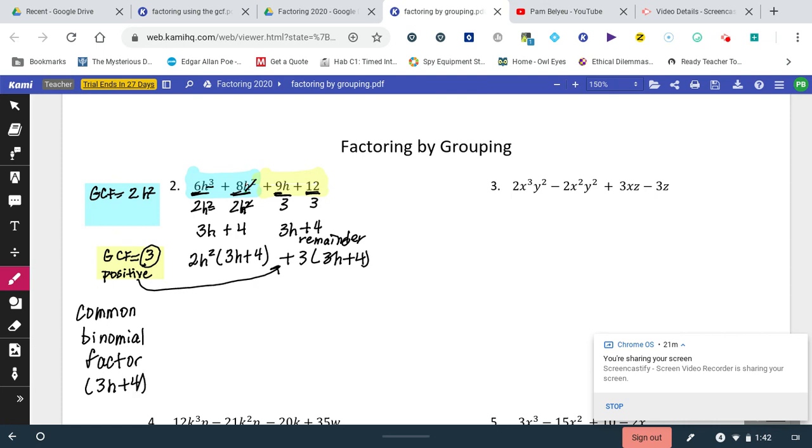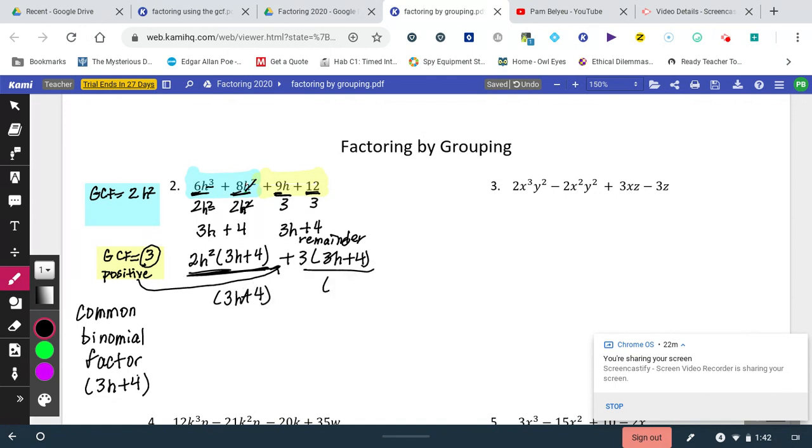Oh, look at that 4. Let me see if I can undo this 4. That's much better. Okay, so now what I'm going to do, and let me erase, I'm going to divide by 3h plus 4. And over here, I'm going to divide by 3h plus 4.